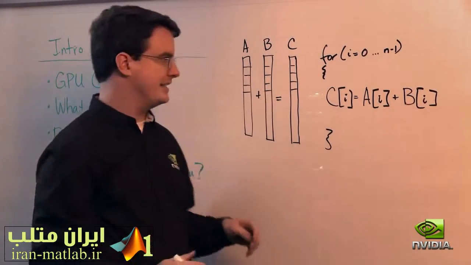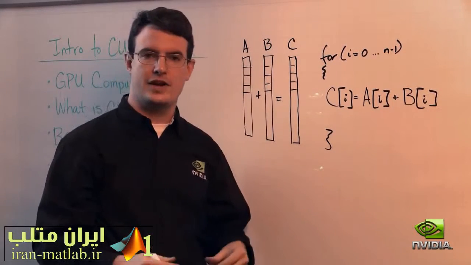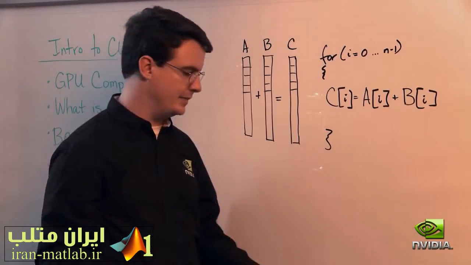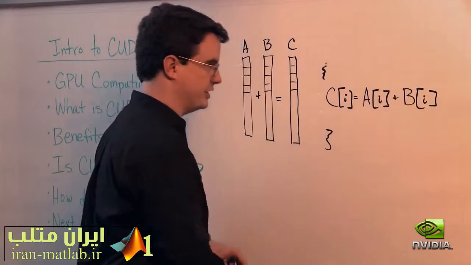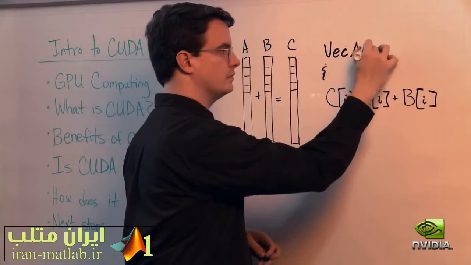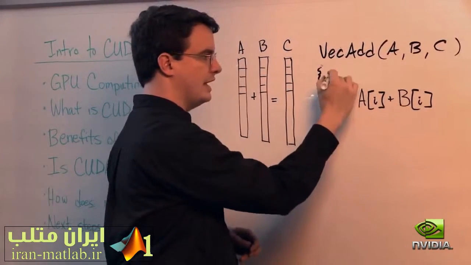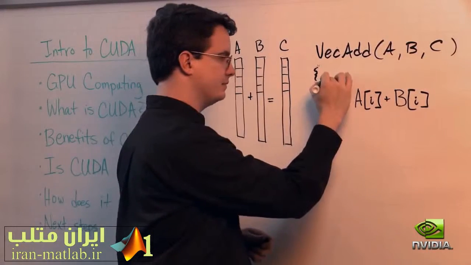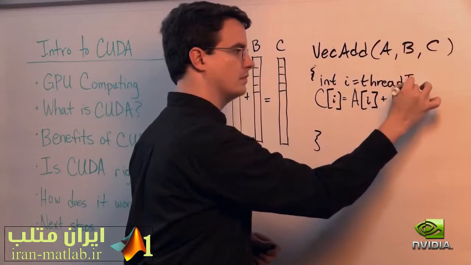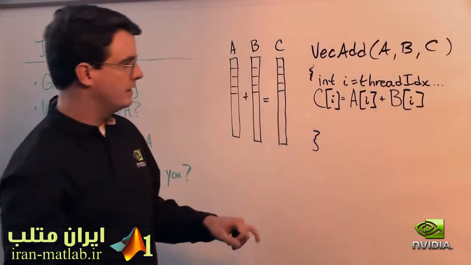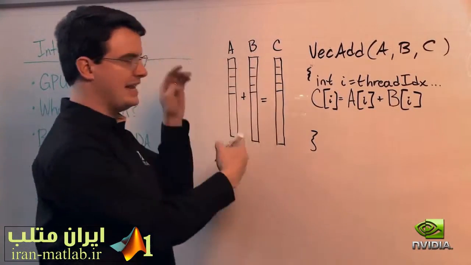So in CUDA, instead what we consider is each of these individual additions is a thread, and a thread operates from the perspective of one data element. So instead of this being a loop, we write it like a function to which we pass these 3 vectors. And each thread has an index. So now each thread is operating on exactly one element, and we simply need n threads.